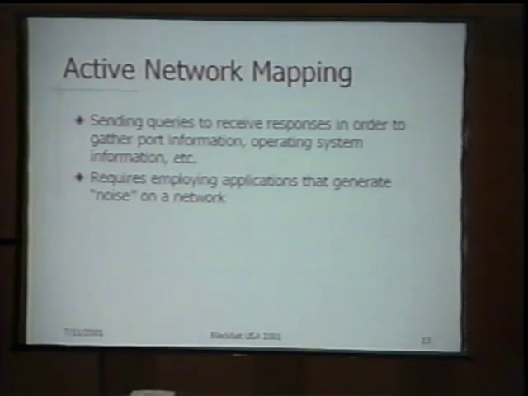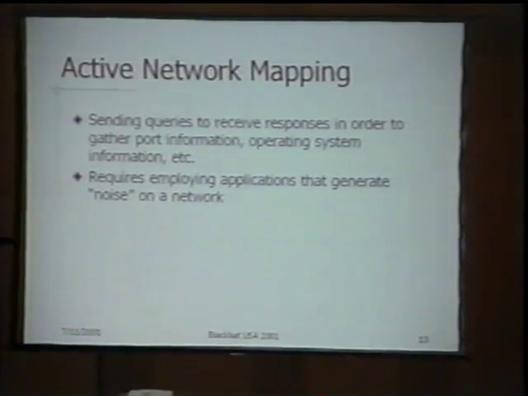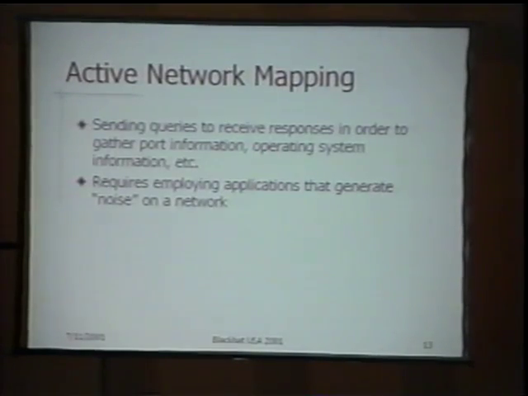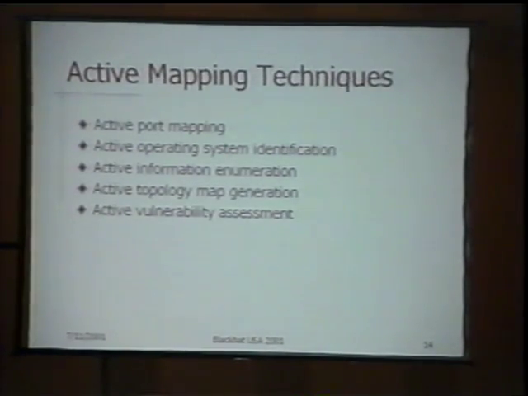Active network mapping can be defined as sending queries in order to receive responses to gather port information, operating system information, etc. This requires employing applications that generate noise on the network. For example, you perform operating system identification using Nmap. You send out thousands of packets in hope of discovering what operating system that target machine is running. Active mapping techniques include active port mapping, active operating system identification, active information enumeration, active topology map generation, and active vulnerability assessment.